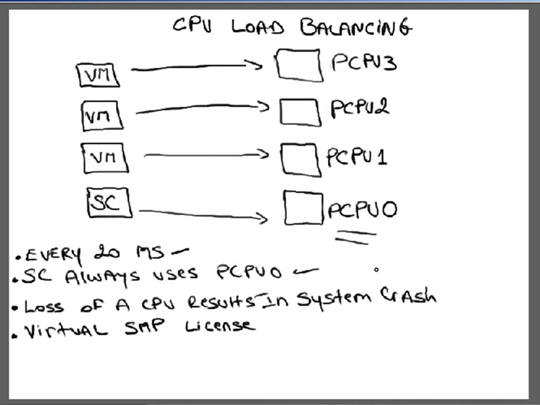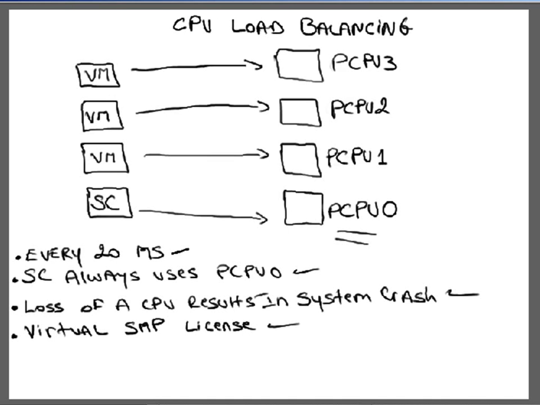Now a question that I'm always asked is, what happens if we lose one physical CPU? Well, the answer is simple. If you lose one physical CPU, the system's going to crash. The reason being is the VM kernel always expects to be running on functioning hardware. So the loss of one physical CPU will crash the system. So this has to be clear.